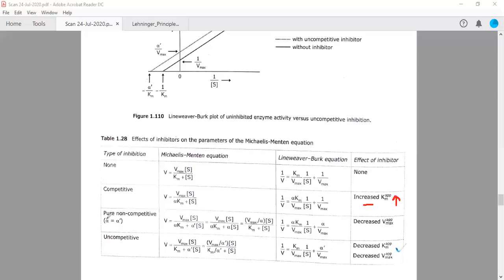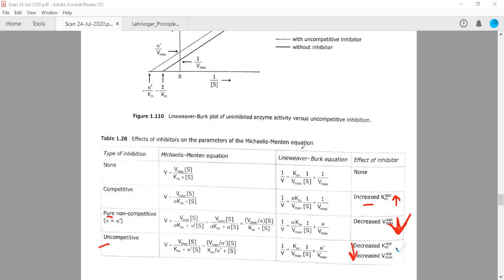So the second is pure non-competitive inhibition. If it is pure, we know alpha will be equal to alpha dash, and therefore the Vmax will decrease and the Km will not change at all. So the only thing is that Vmax will decrease. And this is apparent Vmax. Okay. Third is uncompetitive. In this case, both will decrease. Both Km and Vmax have apparent values, therefore they both will decrease. So both are decreasing, therefore this is uncompetitive.